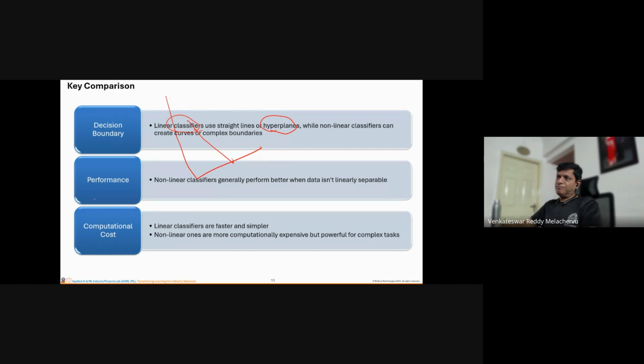The performance: obviously linear is faster, nonlinear is complex and expensive, right? Computational cost is more for the nonlinear. Linear classifiers are faster and simple. Nonlinear classifiers obviously take a lot of time, and they also need a lot of computational power, right? Lots of floating point operations, and obviously it's complex and expensive.